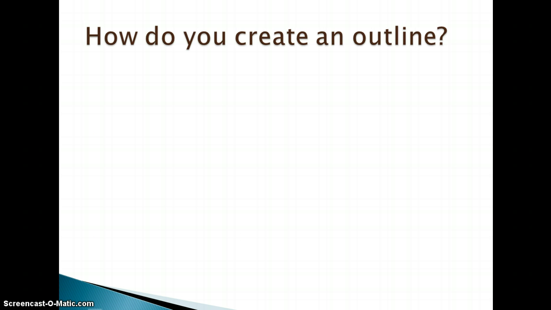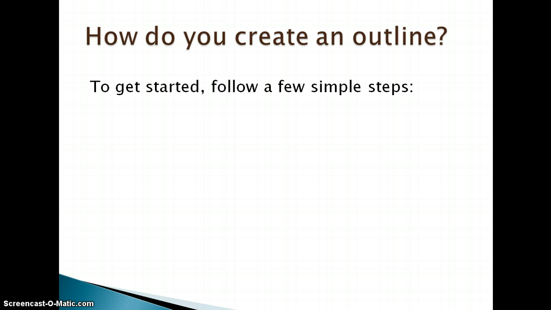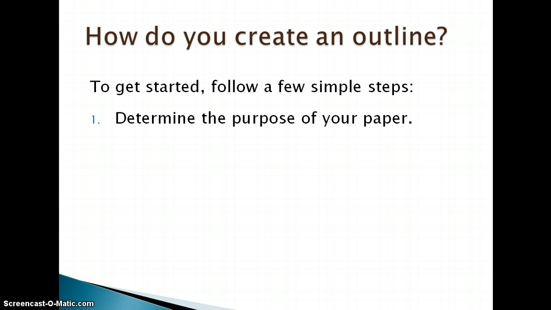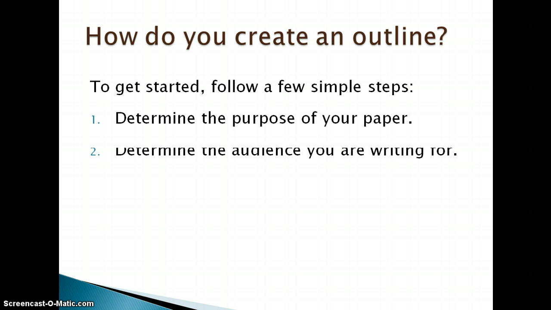You may be wondering how you can create an outline. To get started, there are a few simple steps that you can follow. First, you want to determine the purpose of your paper. For example, are you writing a compare and contrast paper? Or are you writing something more like a narrative? Is your task to create a descriptive piece? Are you writing a research paper? Or are you composing an analysis paper? What is the actual function of your paper? Before you can really begin to outline it, you need to determine what is the purpose of your paper.